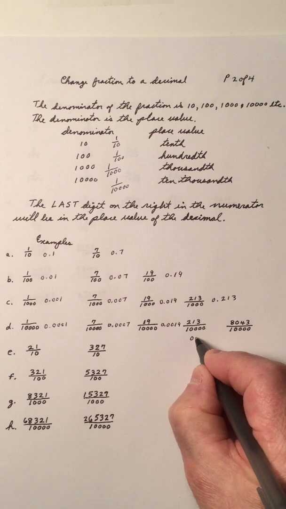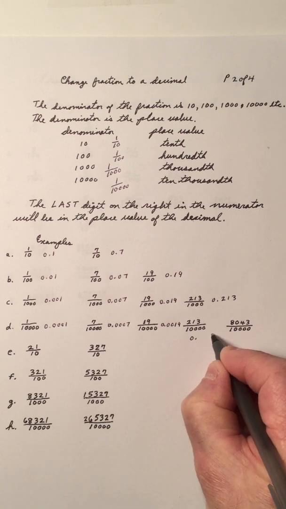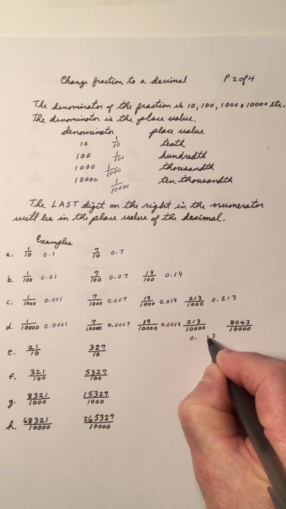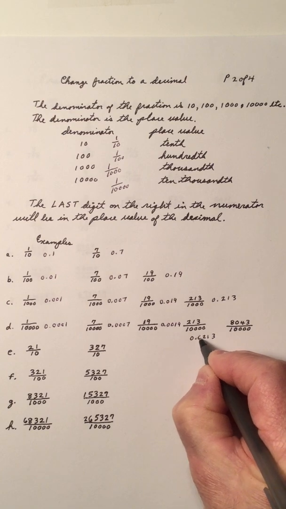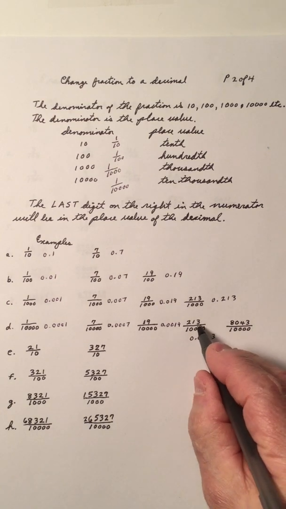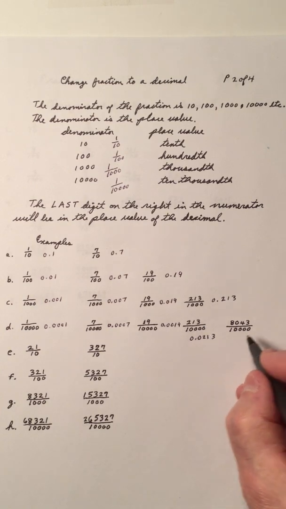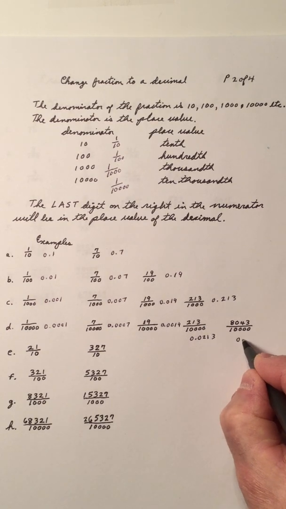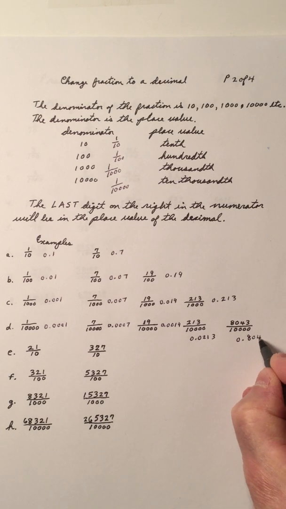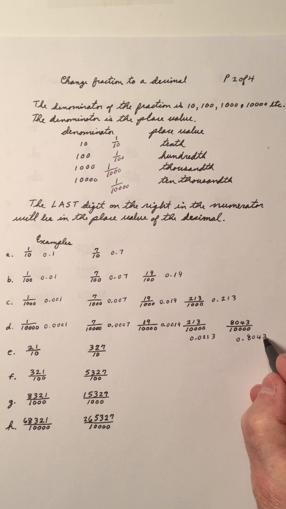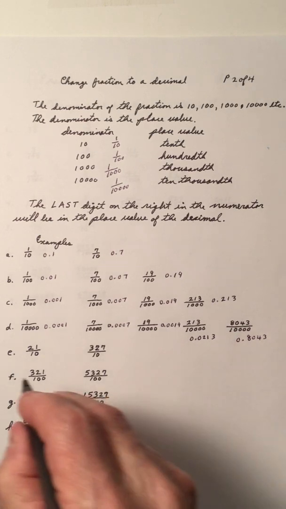213 over 10,000, so if the 3 goes into the fourth place, then 3, 1, 2, and there's 0 tenths. So the 3 is the last digit, and it goes into the fourth place. And 0 decimal 0, 3 goes into the fourth place, so 8043. The 3 is in the fourth place.